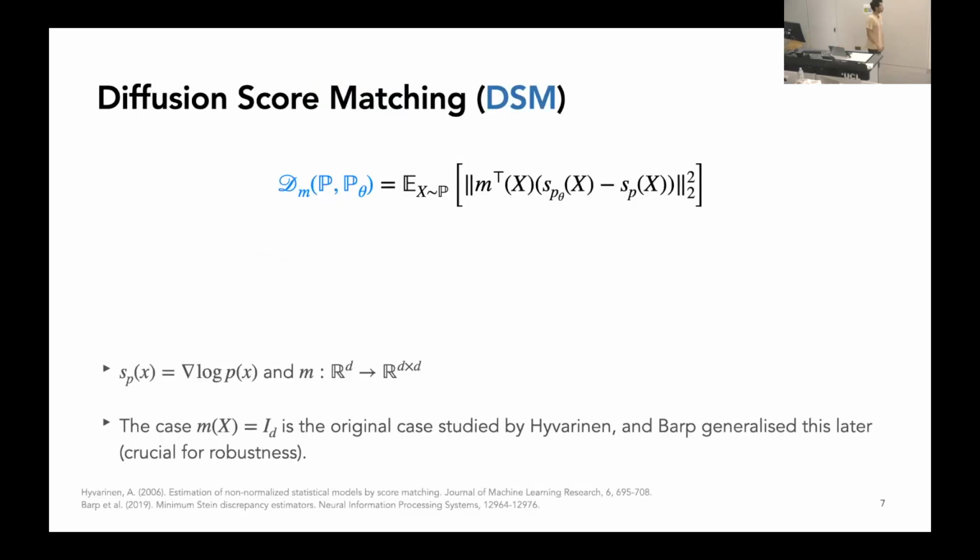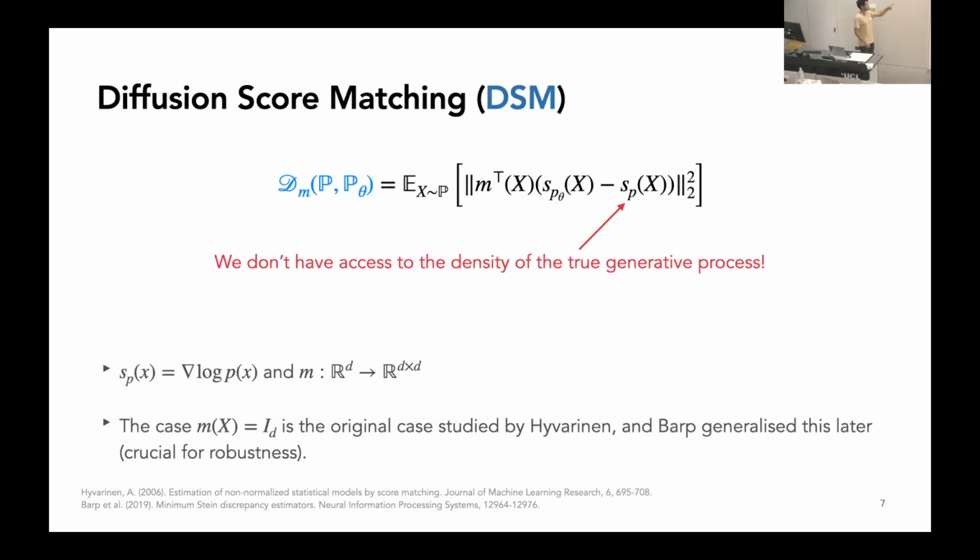So we went for the diffusion score matching, which is basically the score matching presented before, but weighted with this function M. Score matching is just the expected squared distance between the score functions, which are the gradient of the log of the density. Why did we choose the diffusion score matching, DSM? Because this function M is the one that will guarantee the robustness of this method.